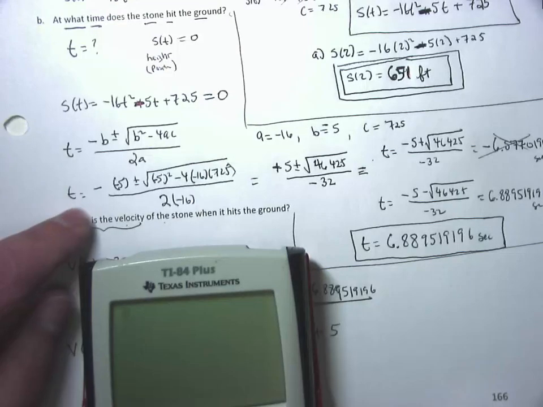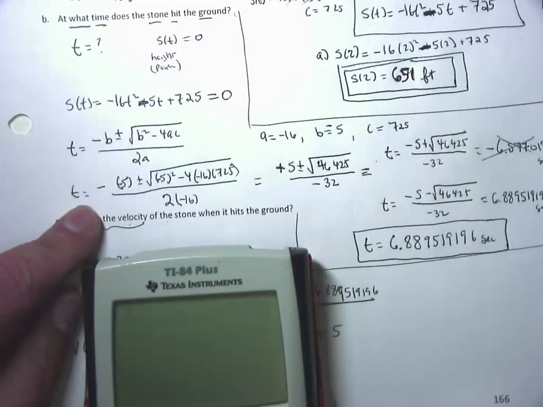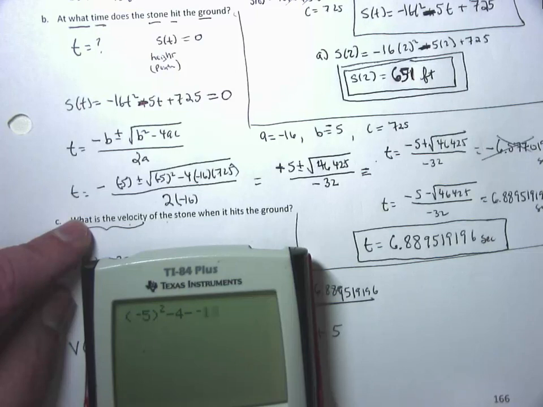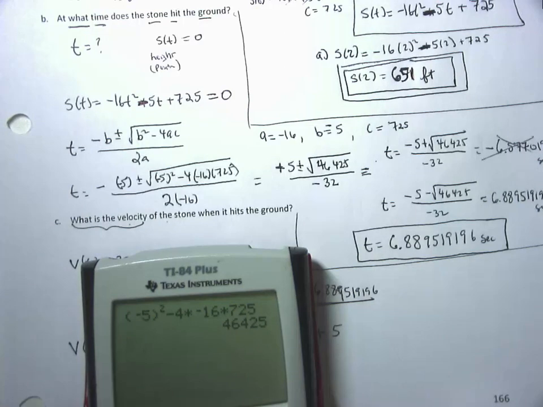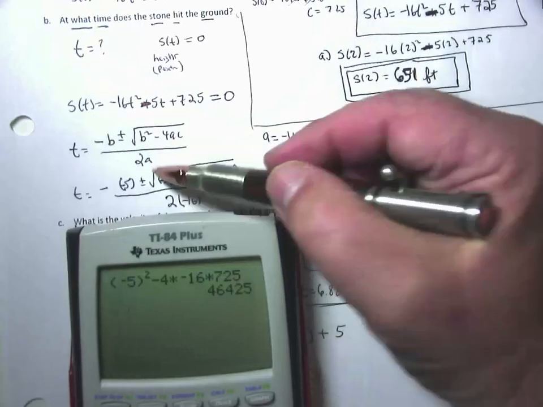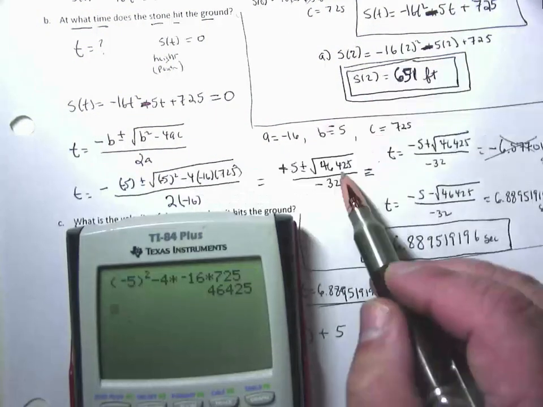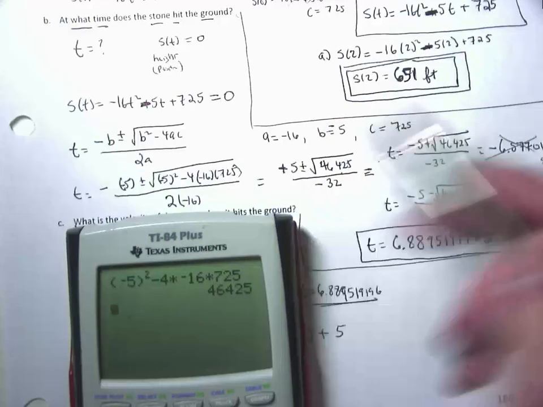All right, so let's just do it this way. Negative 5 would be positive 5. Negative 5 quantity squared minus 4 times A, which is negative 16, times negative 16 times C, which is 725. Negative B squared minus 4. Oh, luckily it didn't change that number at all. It just changed that one right here to be positive.